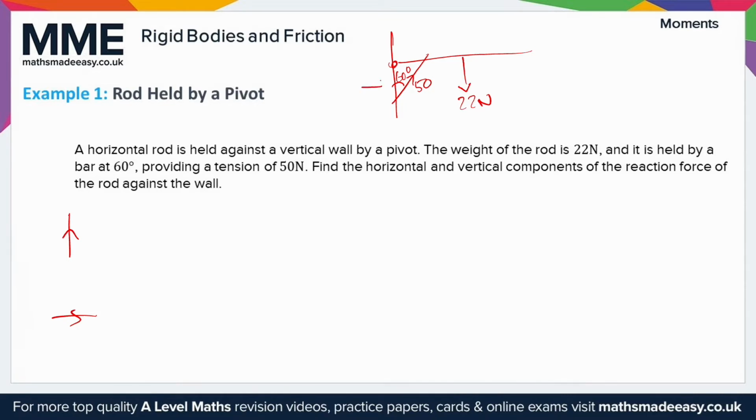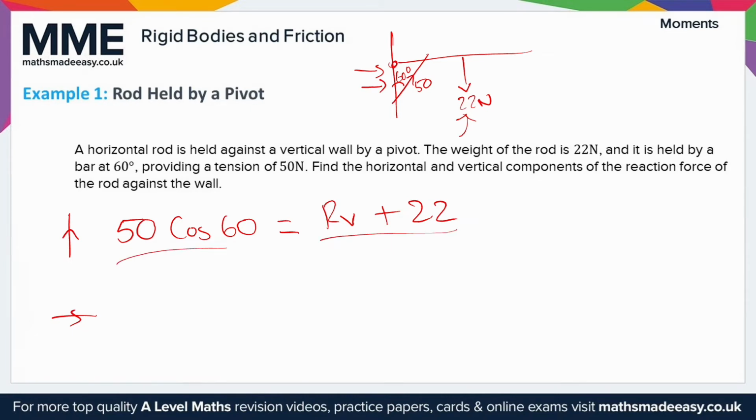Well, you can see this little triangle here. Let's use SOHCAHTOA. This side is the adjacent, so it's going to be 50 cos 60. Okay? Then, what else do we have going vertically? We have some form of reaction force coming from the wall. So let's say RV, V for vertical, R for reaction force, and then also this bit going downwards, so plus 22. So this is going up, this is going down, okay?